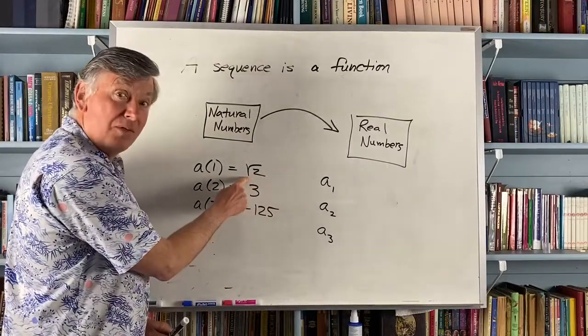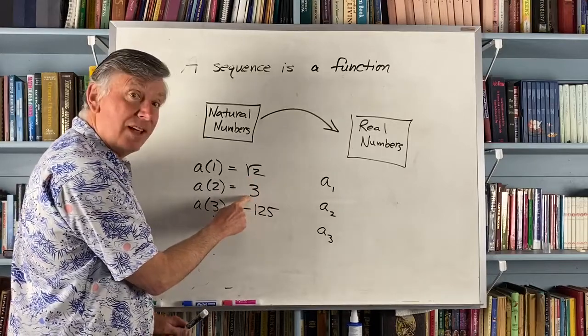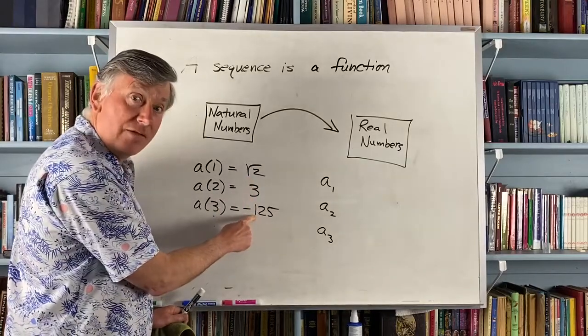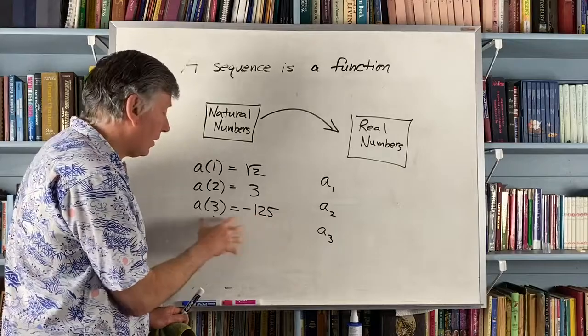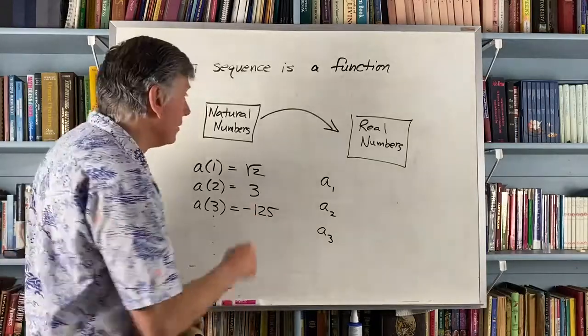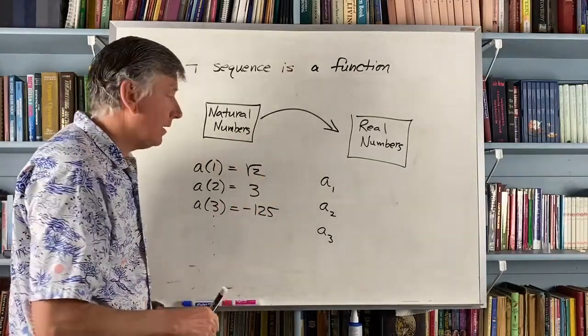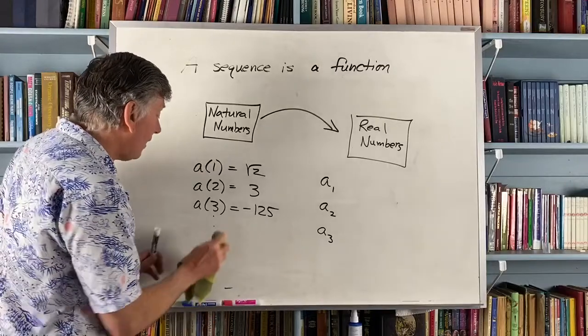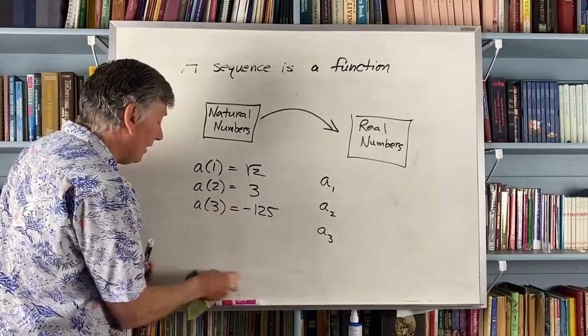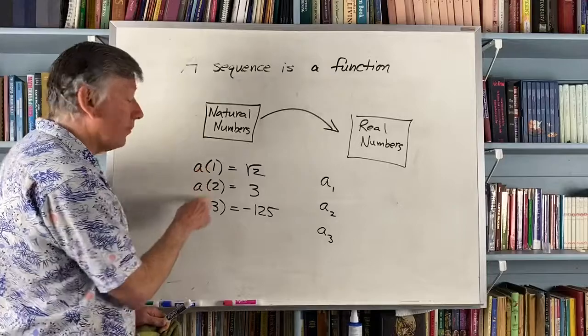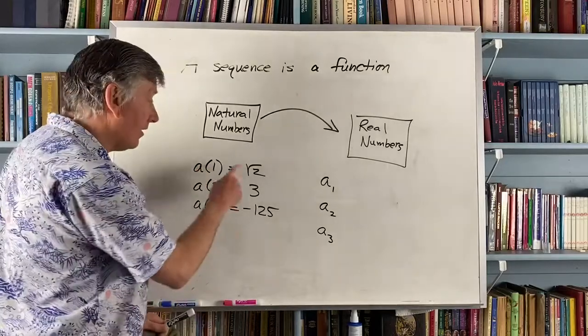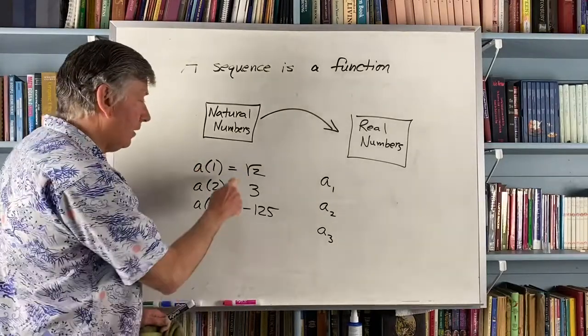Square root of 2 comes first. 3 comes next. Negative 125 comes next. What comes after that? I don't know. It depends on what my function tells me. And my function may stop there. It may just say, that's all I'm doing, I'm only doing those 3. But this is that sequence right here.